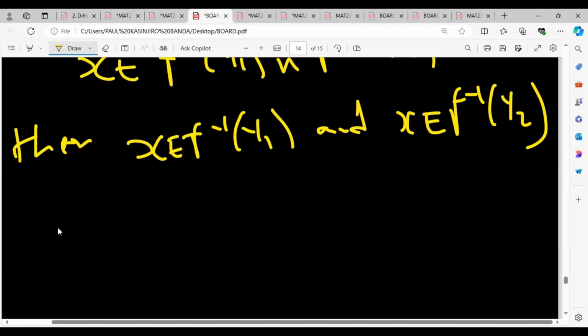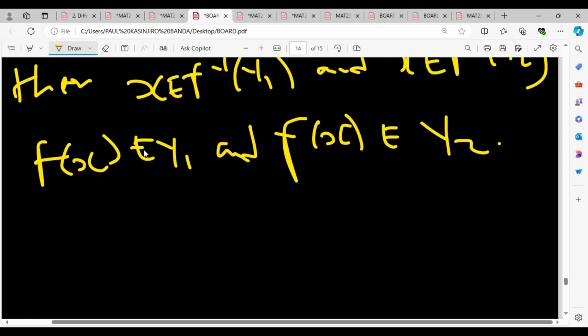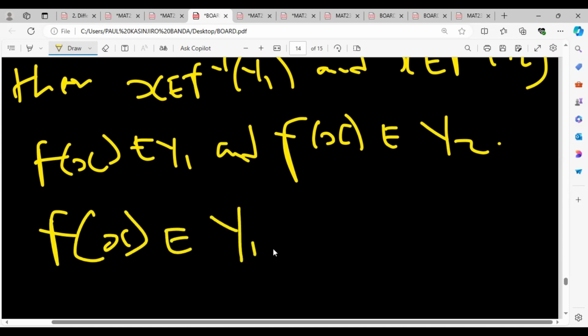So this means that f of x, or we can say y, is a member of Y1, and f of x, or y, is also a member of Y2. So I have f of x being a member of Y1 and f of x being a member of Y2. What does that mean? It means we have f of x, which is a member of Y1 intersection Y2.